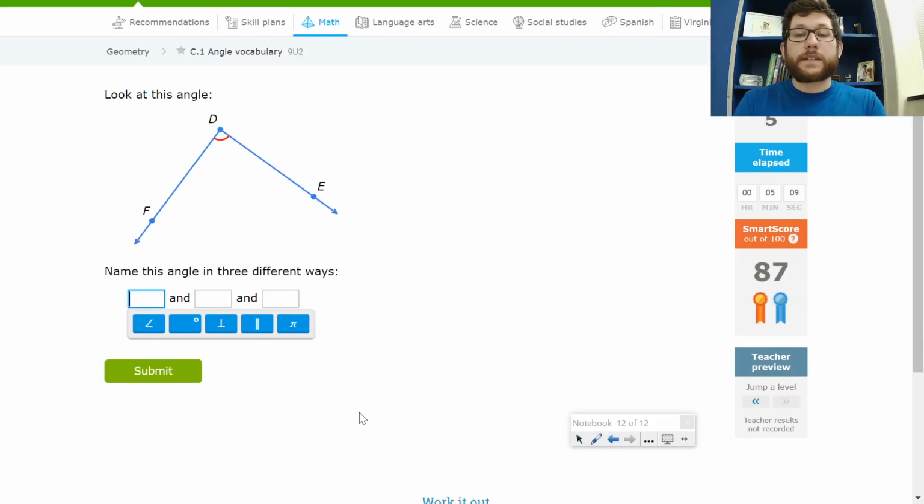This is an IXL that's really important. Because it's so important, I'm going to ask you to get to a 100 on this IXL because I really need to make sure that you have angles locked down and you know exactly how to complete them.